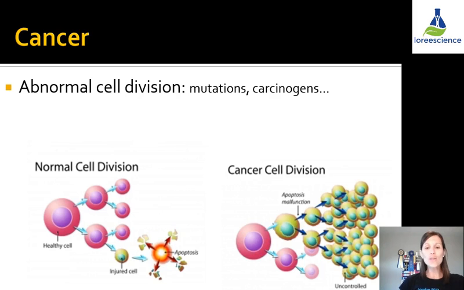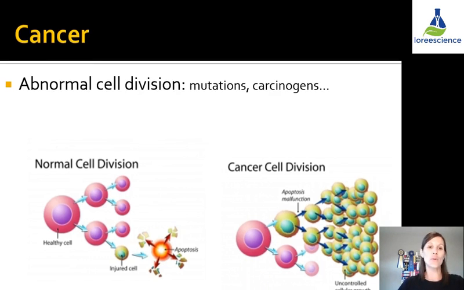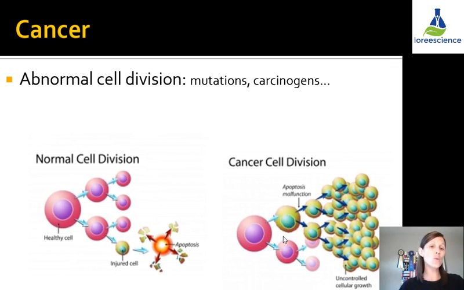So that also leads us to cancer, because cancer is when cells are not going through cell division normally. So abnormal cell division. Now that can be caused by many things, mutations, carcinogens. We'll get back to that a little bit later. But normal cell division, you have a healthy cell, you have daughter cells, which will then grow, make more daughter cells. If a cell is injured, it will go through apoptosis so that it cannot make other cells that are also injured or damaged. Whereas in cancer cell division, you get that damaged cell and it will continue to go through cell division.